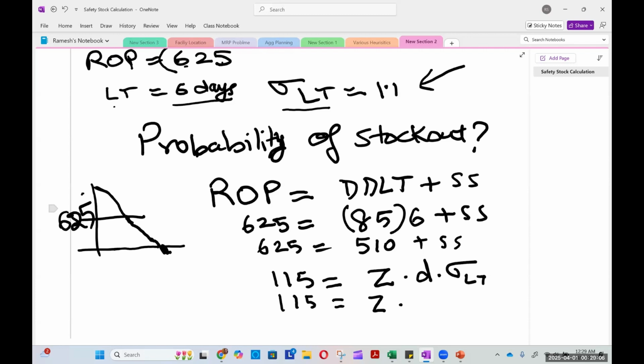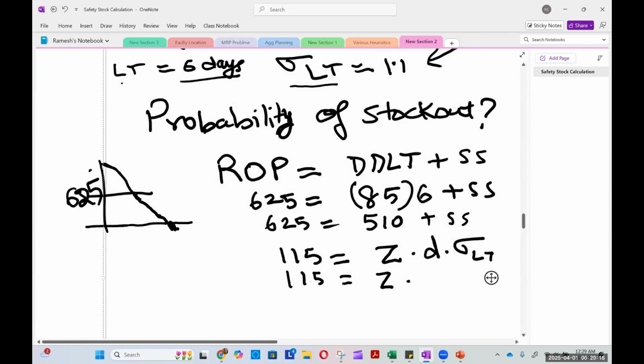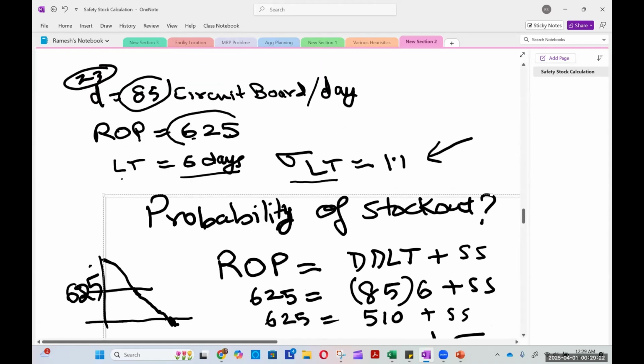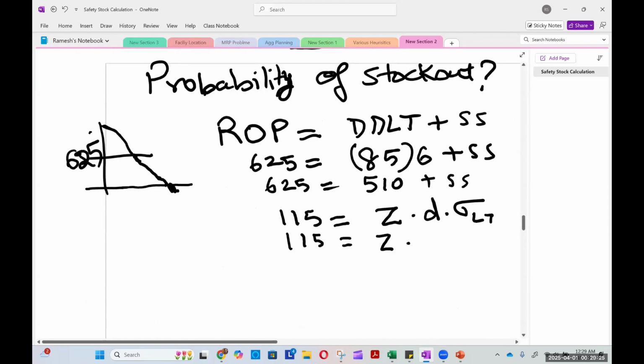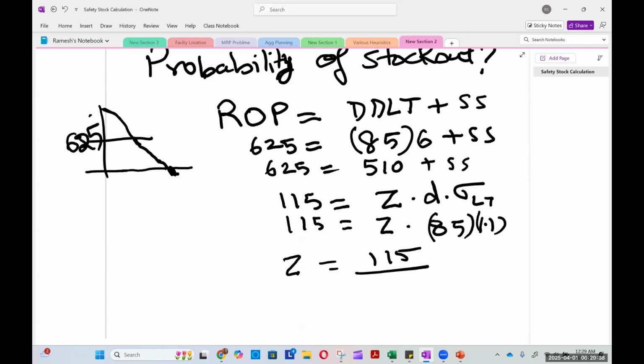And times D. Demand is 85 once again. So 85 times the standard deviation of lead time, which is 1.1. And again, you can set this up. Basically, Z is going to be 115 divided by 85 times 1.1, which is 93.5.